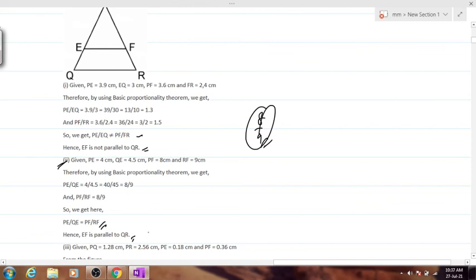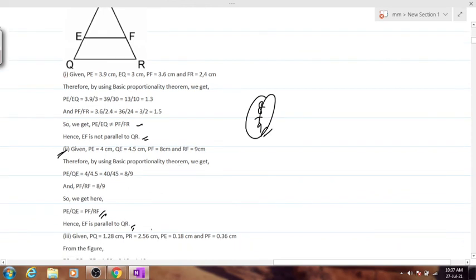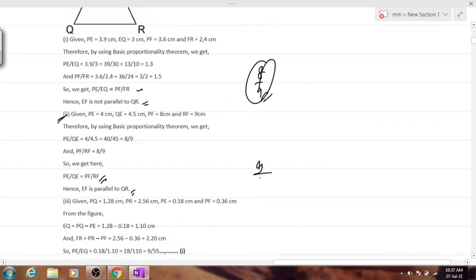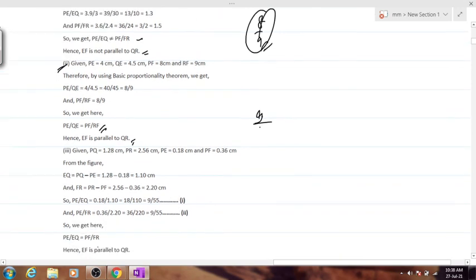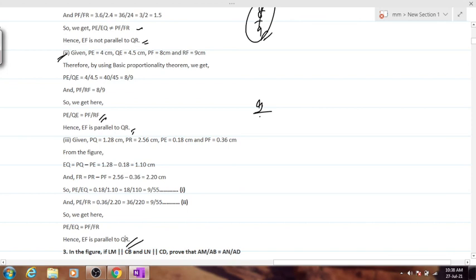Third one, proportional. What is the constant value, the proportionality value? 9 by how much? 55. How many are getting this? Very good. 9 by 55. We'll simply say that EF is parallel to QR. How many have got each and every answer for this numerical? Absolutely correct.